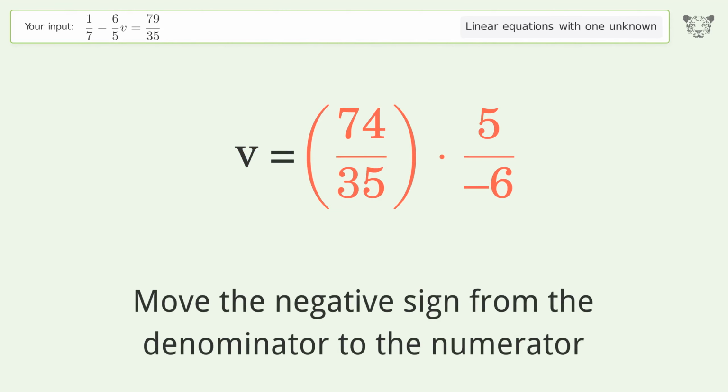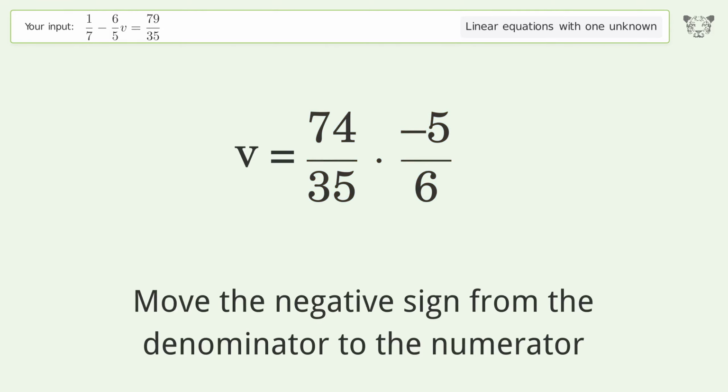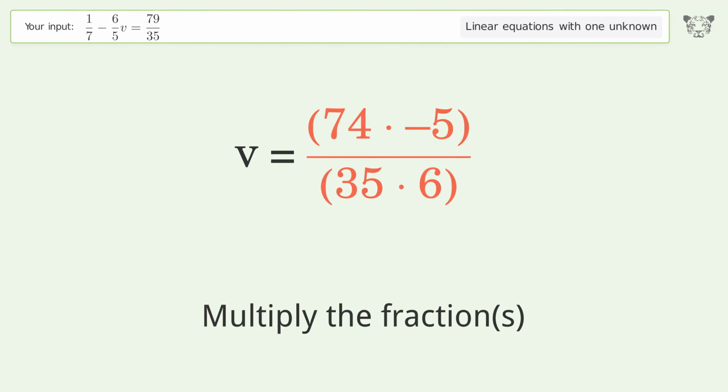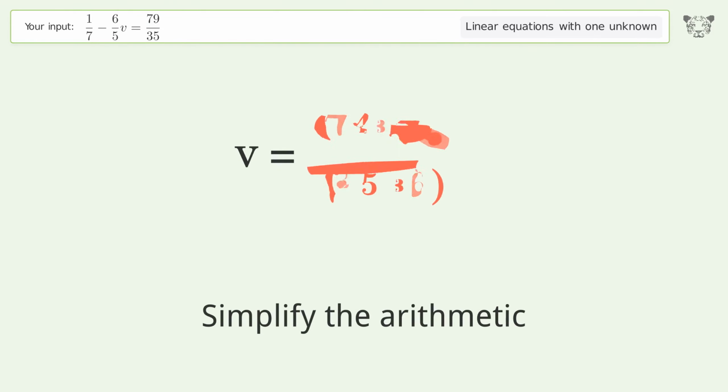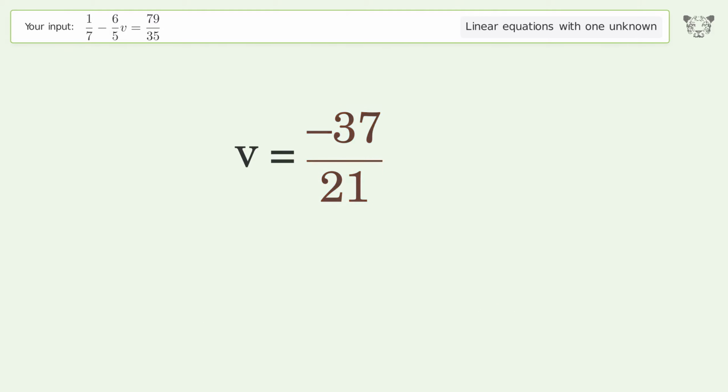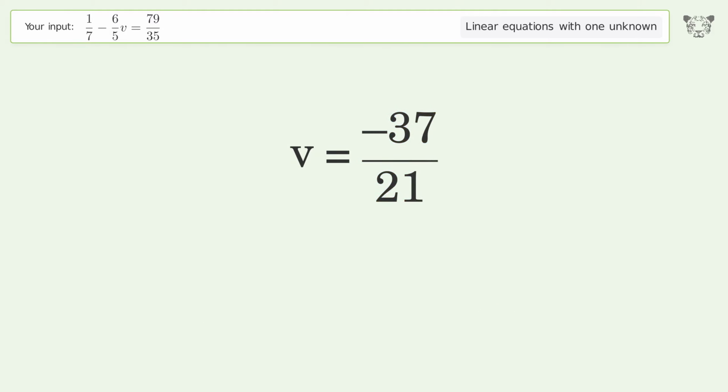Move the negative sign from the denominator to the numerator. Multiply the fractions. Simplify the arithmetic. And so the final result is v equals negative 37/21.